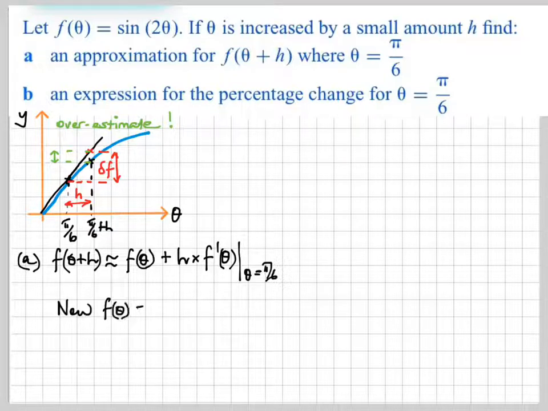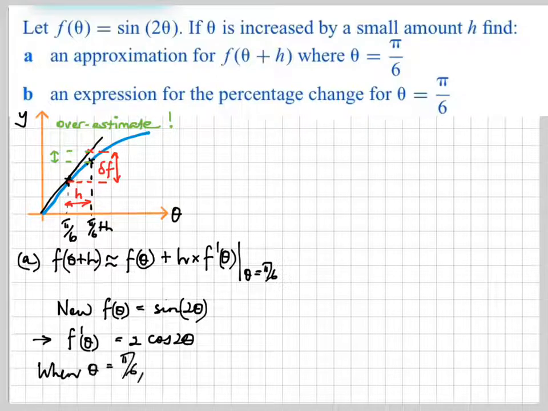So now, f of theta is sine 2 theta. So we want the gradient function, that's 2 times cos 2 theta, isn't it? Yeah, you satisfied with that? Now we're going to sub some values in. So when theta is pi on 6, we need to know what the gradient will be.